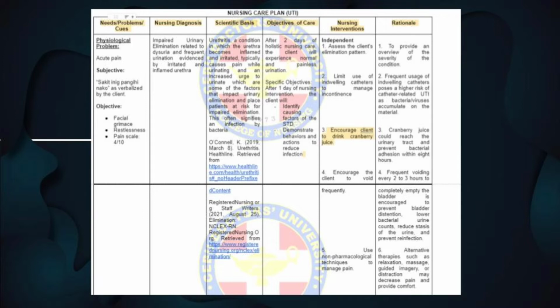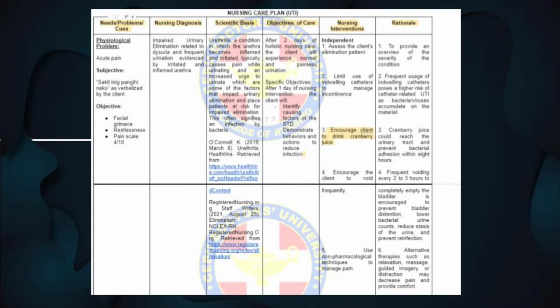Now for the nursing interventions and its rationale, under independent, we have assess the client's elimination. This is to provide an overview of the severity of the condition. Second, limit the use of indwelling catheters to manage incontinence. Frequent usage of indwelling catheters poses a higher risk of catheter-related UTI as bacteria accumulate on the material. Third, encourage client to drink cranberry juice. Cranberry juice could reach the urinary tract and prevent bacterial adhesion within 8 hours.